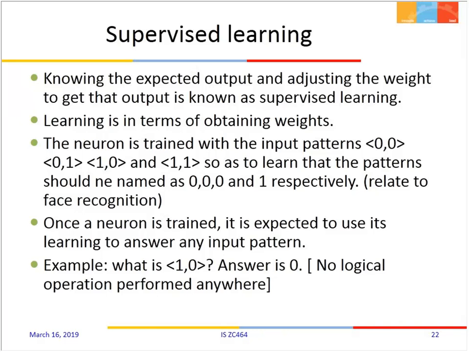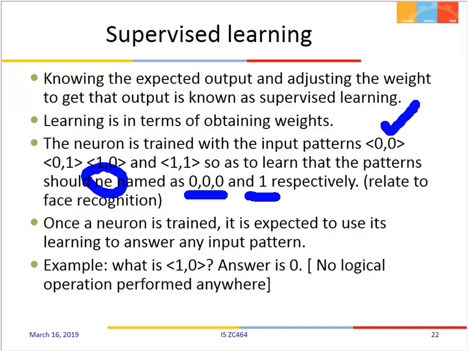The neuron is trained with the input patterns 0, 0, 0, 1, 1, 0, and 1, 1. So as to learn that, the patterns should be named. You can just see this typo error; you should change it to BE. Named as 0, 0, 0 and 1 respectively. So 0 is the name of one class and 1 is the name of the other class.